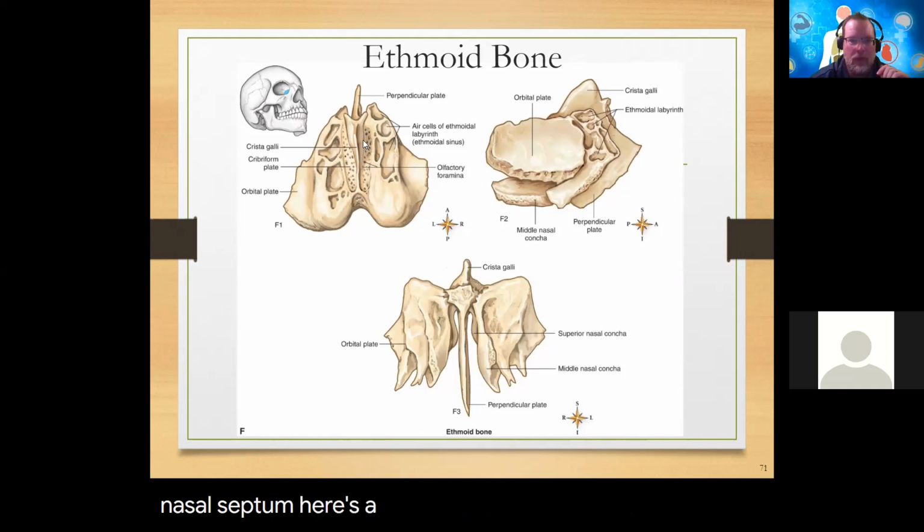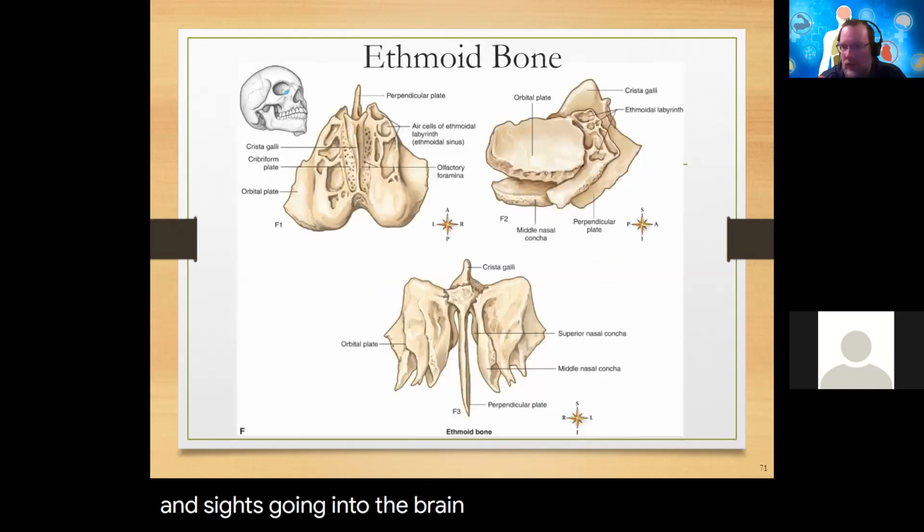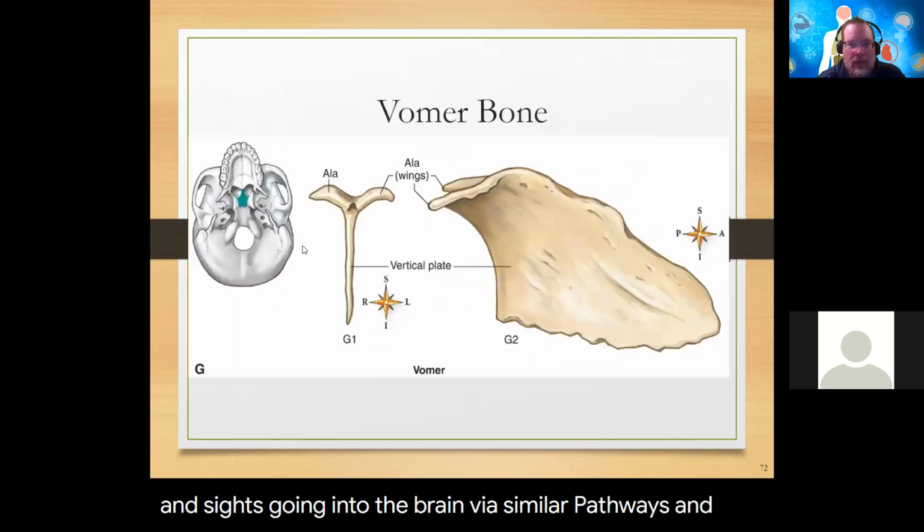Here's another view. You can see again, this is where those little olfactory or smell bulbs are going to sit. So the sense of smell is going to come into the brain via those pathways. And remember, the ethmoid in relation to the sphenoid, they're next door neighbors. So we've got smells and sights going into the brain via similar pathways and in these same areas.